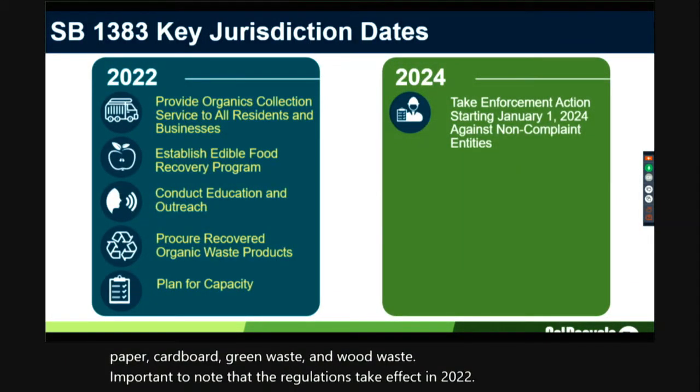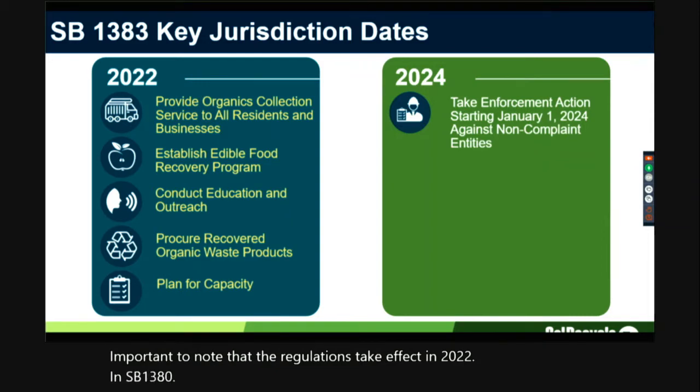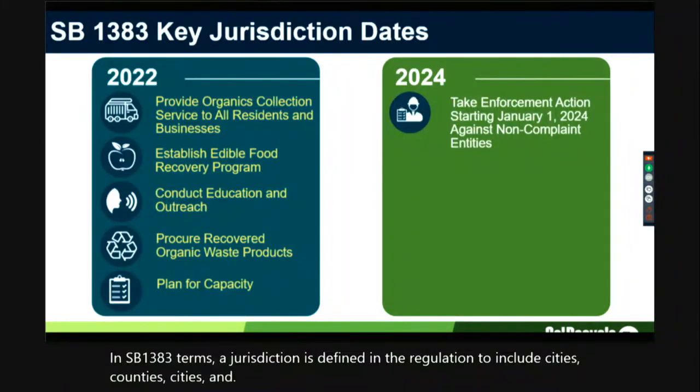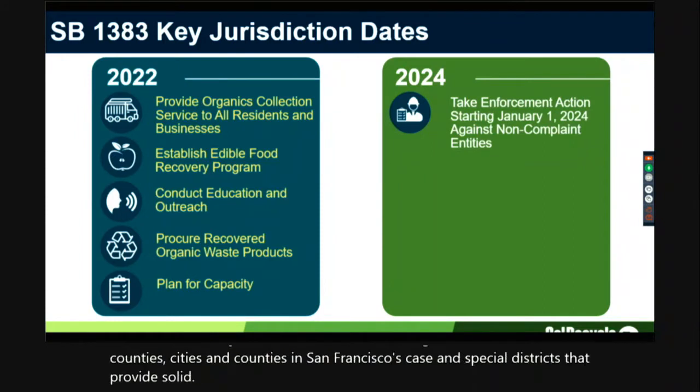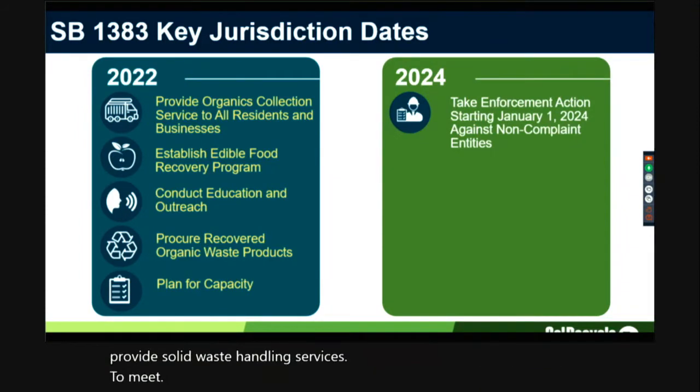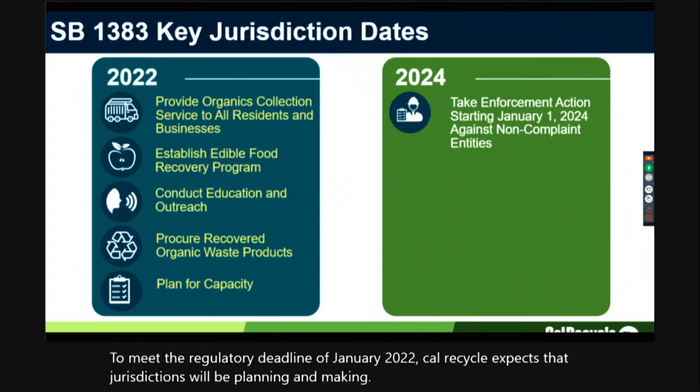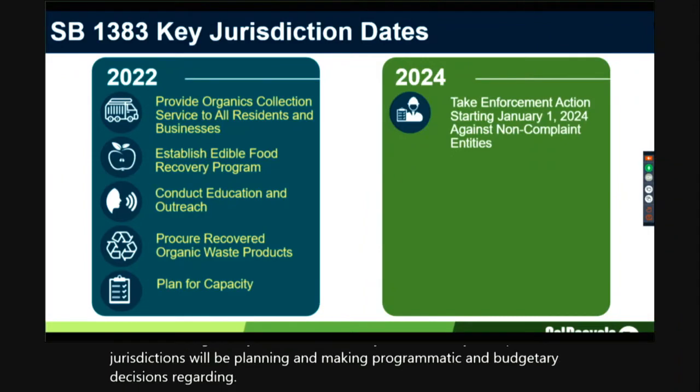In SB 1383 terms, a jurisdiction is defined in the regulation to include cities and counties, in San Francisco's case, and special districts that provide solid waste handling services. To meet the regulatory deadline of January 2022, CalRecycle expects that jurisdictions will be planning and making programmatic and budgetary decisions regarding those requirements now.